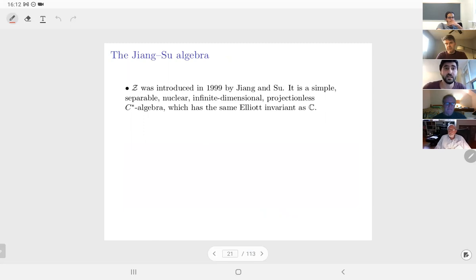for classification. So let's start talking about the Jiang-Su algebra. It was introduced in 1999 by Jiang and Su. It's a simple, separable, unital, infinite dimensional, and projectionless C-star algebra. By projectionless, I mean the only projections are zero and the unit, and it has the same Elliott invariant as C. So you cannot even distinguish this Z using the Elliott invariant from C, and yet it is infinite dimensional.